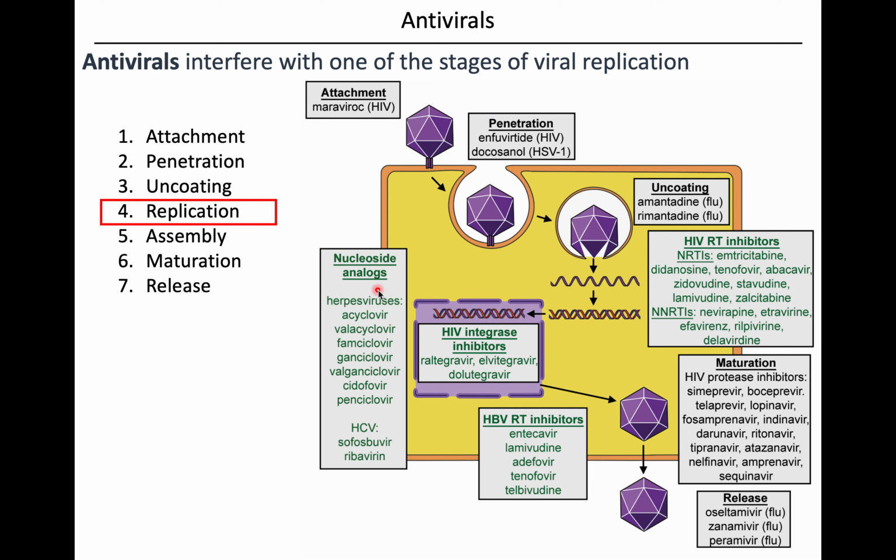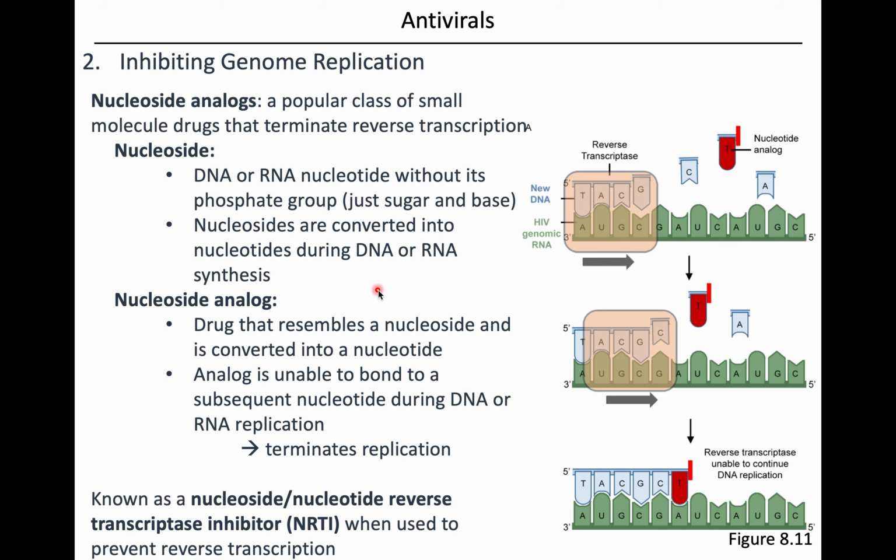So in terms of nucleic acid replication, this usually comes down to using what are called nucleoside analogs that are particularly effective for viruses that may have a reverse transcription type step. But nucleosides are basically just DNA or RNA nucleotides without the phosphate group. So remember, a nucleotide is sugar, phosphate, base. So we're missing the phosphate. But these nucleosides can be converted into nucleotides during RNA or DNA synthesis.